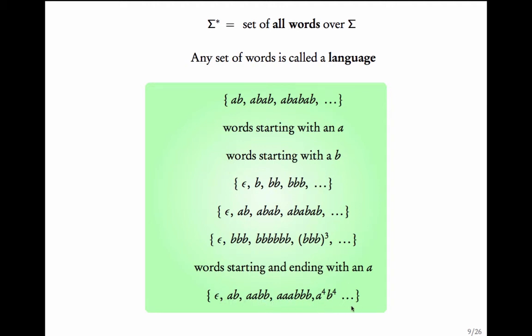This is an interesting language which we will encounter again. This is the language that contains some number of A's followed by the same number of B's. A squared B squared, A power 3 B power 3, A power 4 B power 4, and so on. These are just languages. You can define any set of words and then that will be called a language.